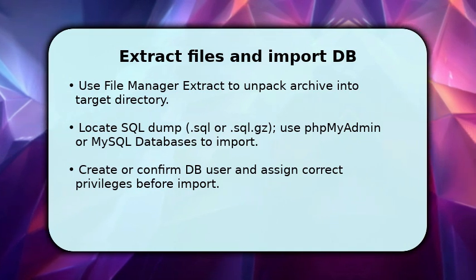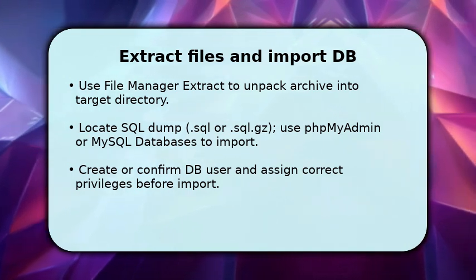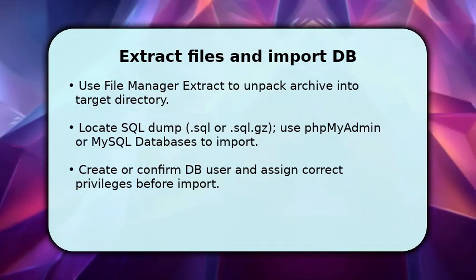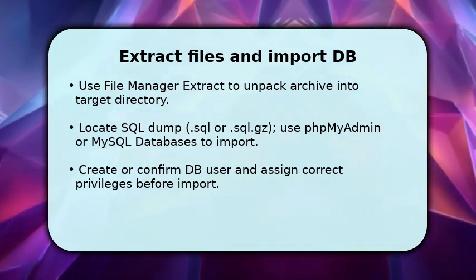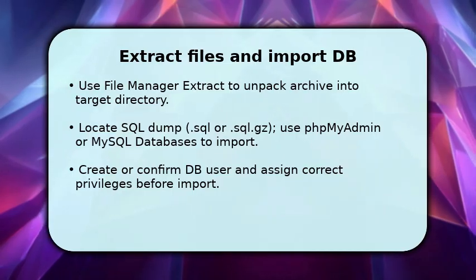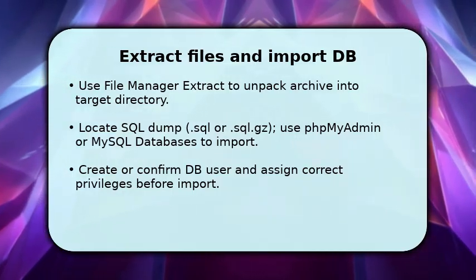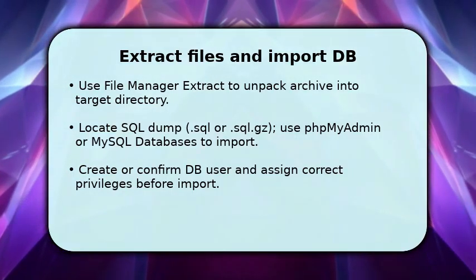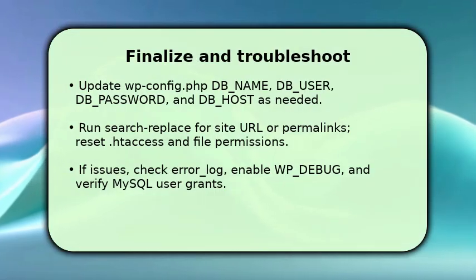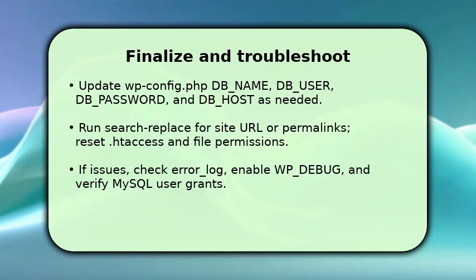Match those credentials in wp-config.php. Make sure table prefixes match. To finish, confirm file permissions: files 644, folders 755, and ensure wp-config.php contains the restored DB credentials, then flush permalinks by visiting Settings, Permalinks.